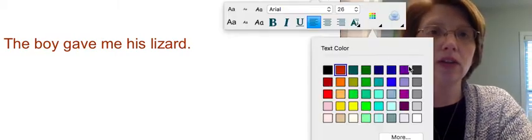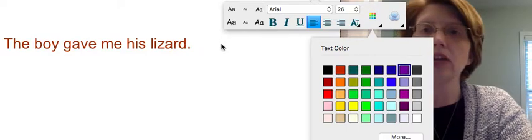So just like we would do in class, where we check it the second day, I want you to check this with me to make sure that you labeled your sentences correctly. Okay? So here we go. Let me change my color.